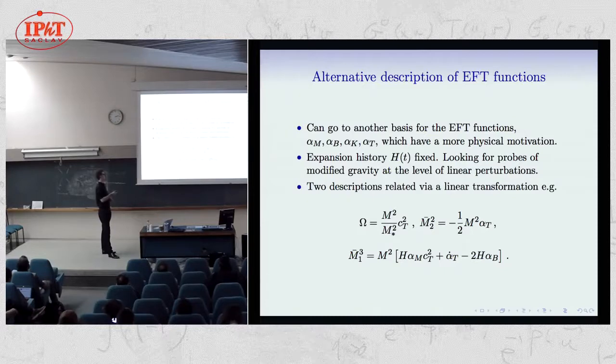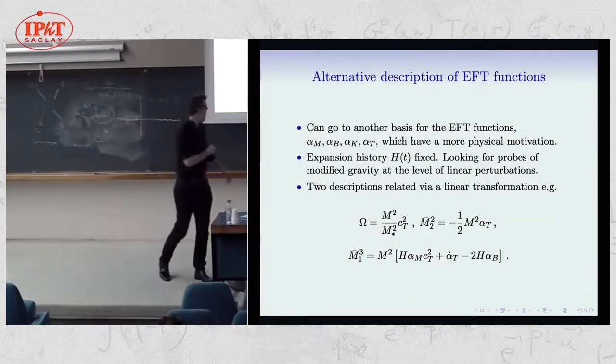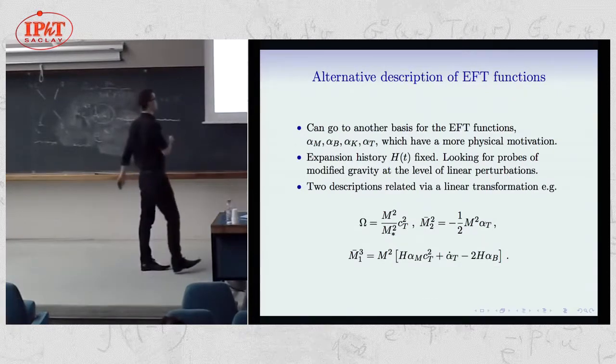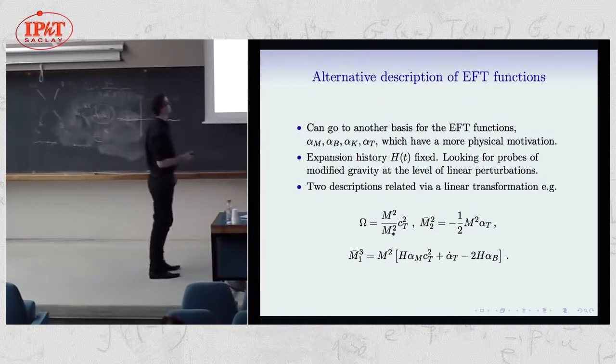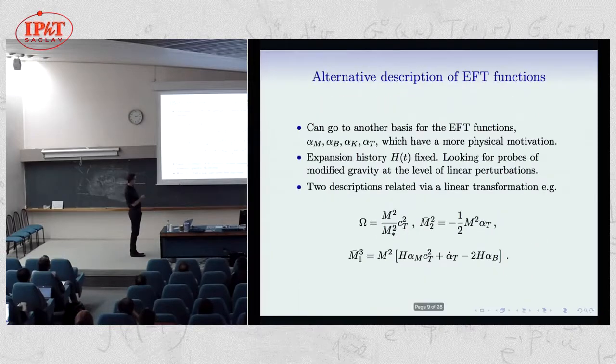So you can fix your background expansion and look for probes of modified gravity and the perturbations in terms of the alphas. There's just a linear transformation relating these EFT functions to this other basis. Quite often you see the alphas written in terms of these functions, but I think it's quite a nice exercise to do the inverse transformation by expressing these parameters in terms of the alphas, and you get some expressions like this, where this term here, if you remember, is a specific form to describe Horndeski. If alpha t is equal to 0, then this term is equal to 0.